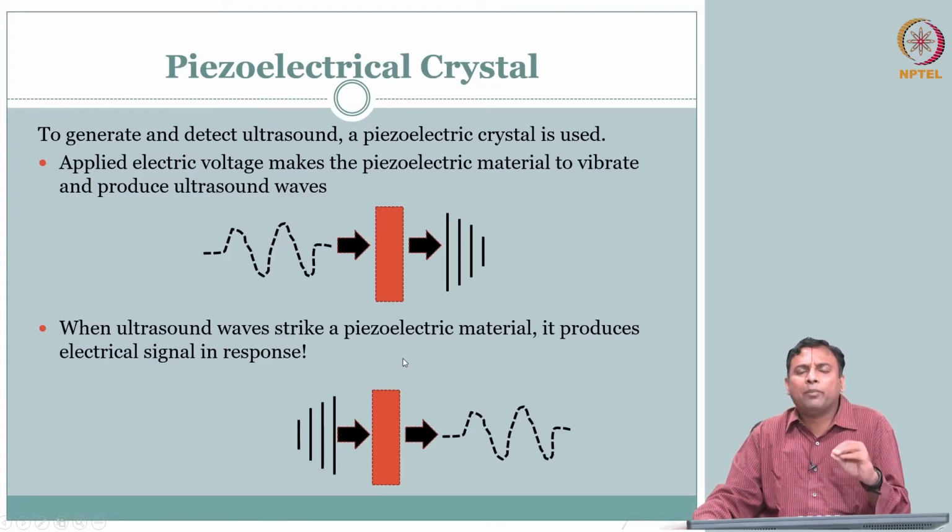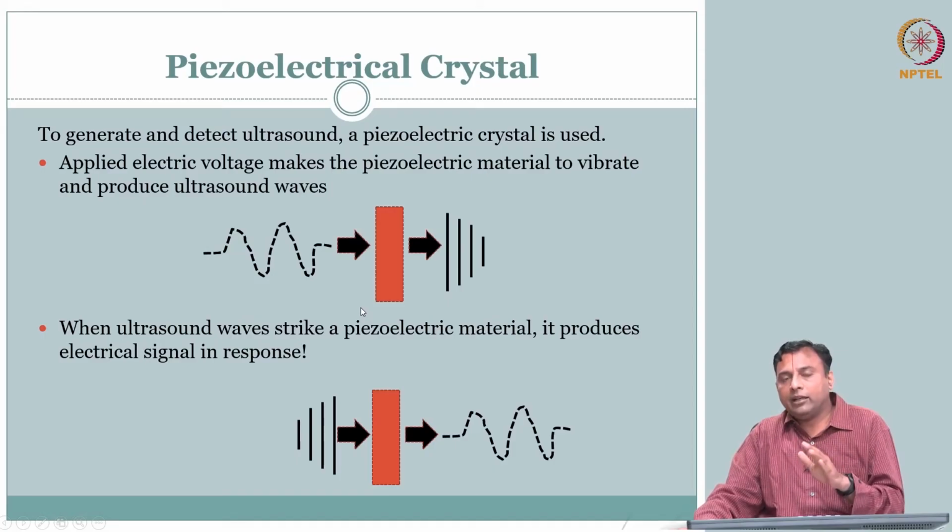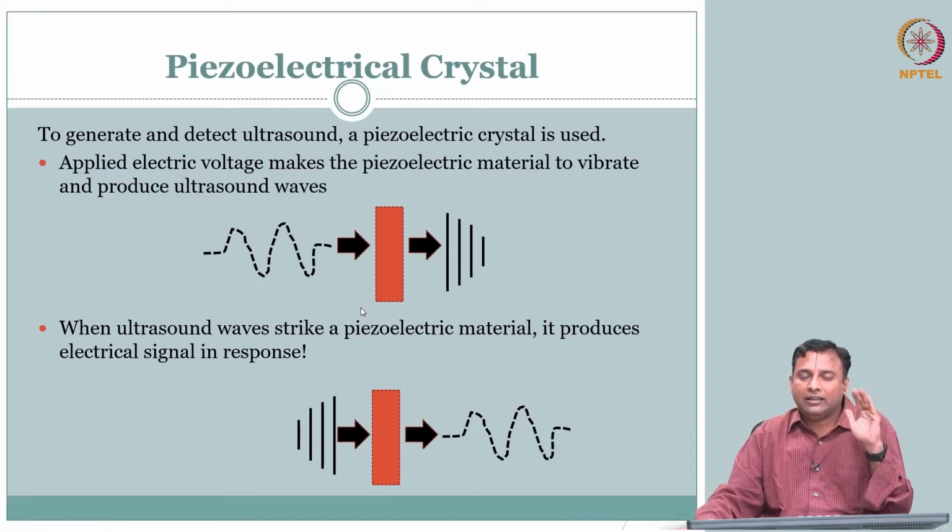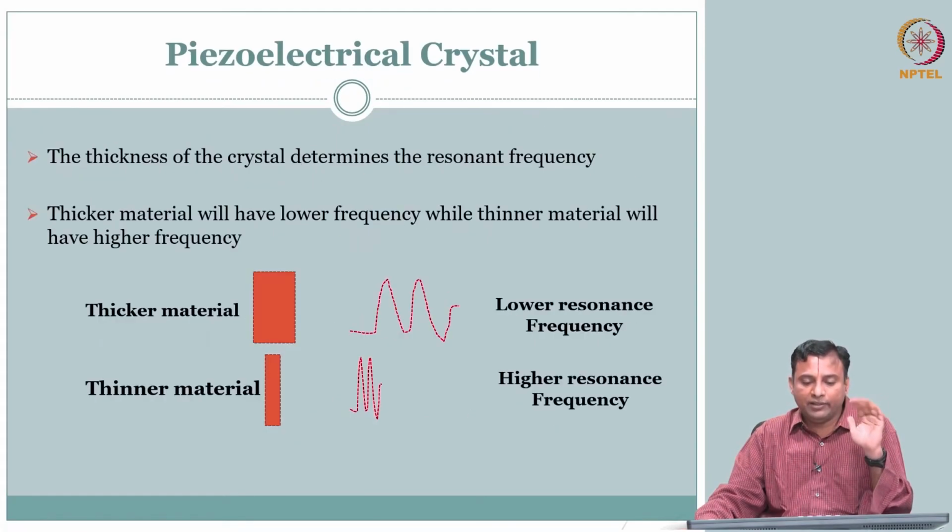A lot of material property, material science goes towards engineering this. Of course, our spirit here is to just understand that this transducer is able to generate an ultrasound wave and receive an ultrasound wave, or converts electrical quantity to pressure wave and pressure wave to electrical quantity. How the material is engineered to do that is not part of this introductory level.